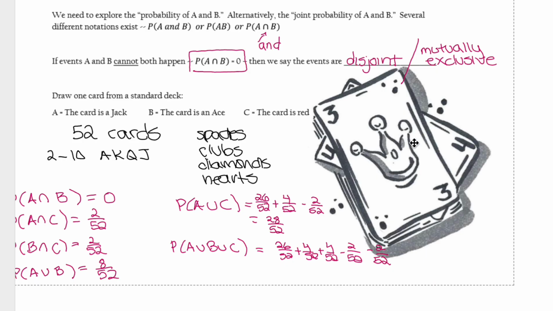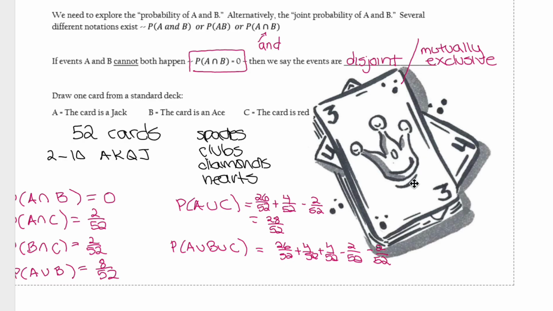Now let's go step by step. First, how many jacks are there? There are 4 suits, and each suit has 1 jack, so there are 4 jacks total. Same idea for aces. There are also 4 aces. First, finding the probability of A and B. What's the probability the card is both a jack and an ace? Well, that's impossible, right? A card cannot be both at the same time. So this probability is 0.